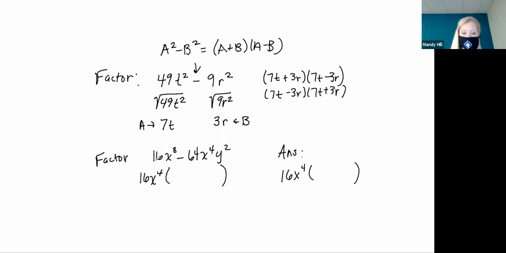Okay, now we want to do what we said. So if we take out a 16 out of 16, we would just be 1. And if we take an x to the 4th out of x to the 8th, 8 minus 4, well, we'd still have x to the 4th. Okay, if I take a 16 out of 64, and I just brought my minus sign down, 64 divided by 16 is 4. If I take an x to the 4th out of x to the 4th, I wouldn't have any x's there, but I still have this y squared.